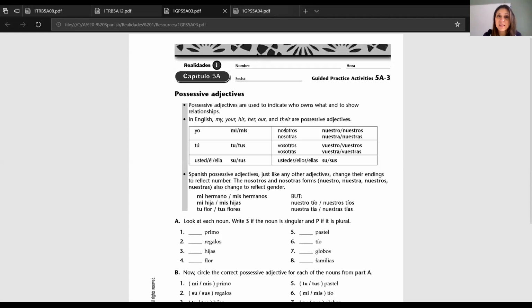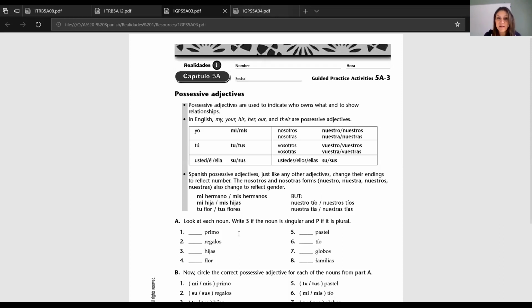Then you see the ones in English. Here, the yo form, as we went over them already. You can read over them yourselves right there. But over here, remember, they changed their endings to reflect the number. The nosotros and nosotras, how many forms does it have? Yes, 4, not just 2, but 4 on that one. So you can have nuestro tío, nuestros tíos, nuestra tía, nuestras tías.